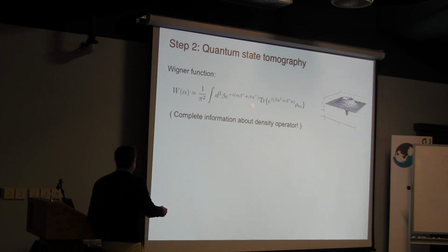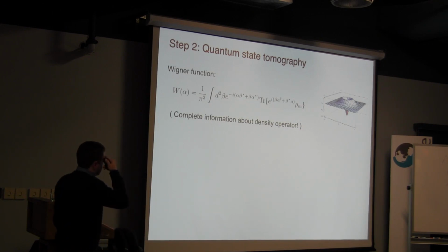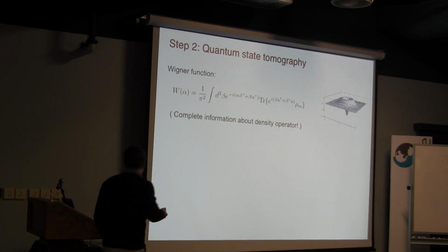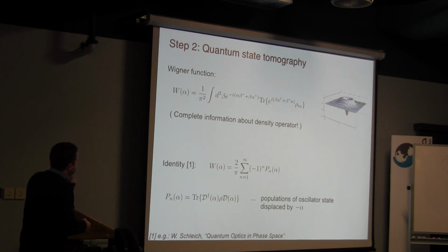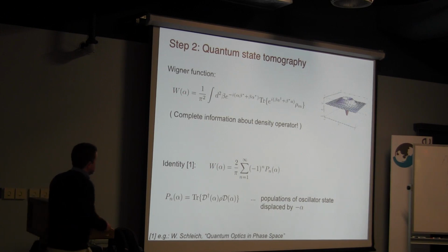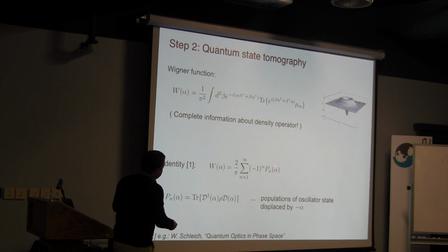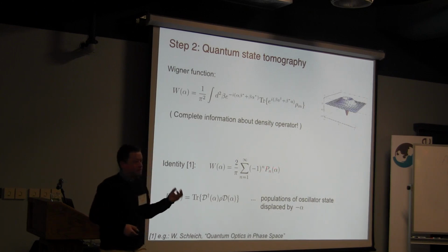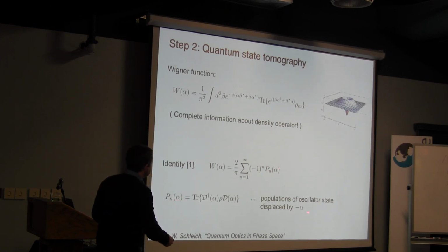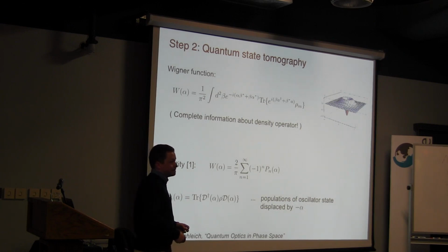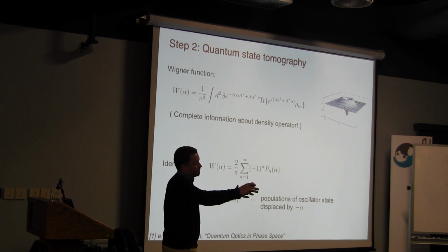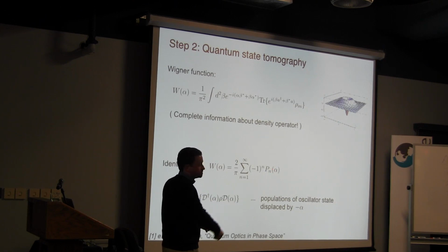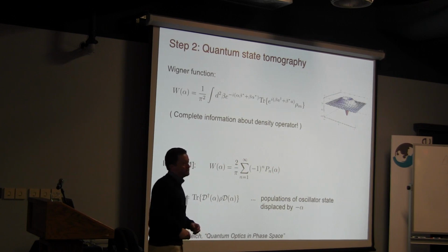Now, this definition of the Wigner function doesn't really tell you how you might want to measure it. But there is a very nice identity of the Wigner function, namely that measuring the value of W, the Wigner function at the position alpha, is equivalent to performing a sum of the populations, but not the populations of my original density operator, but of the density operator which was displaced by minus alpha. So I take my density operator, apply some force, displace it by alpha, and measure the populations. From this simple expression, I can get the value of W at alpha.